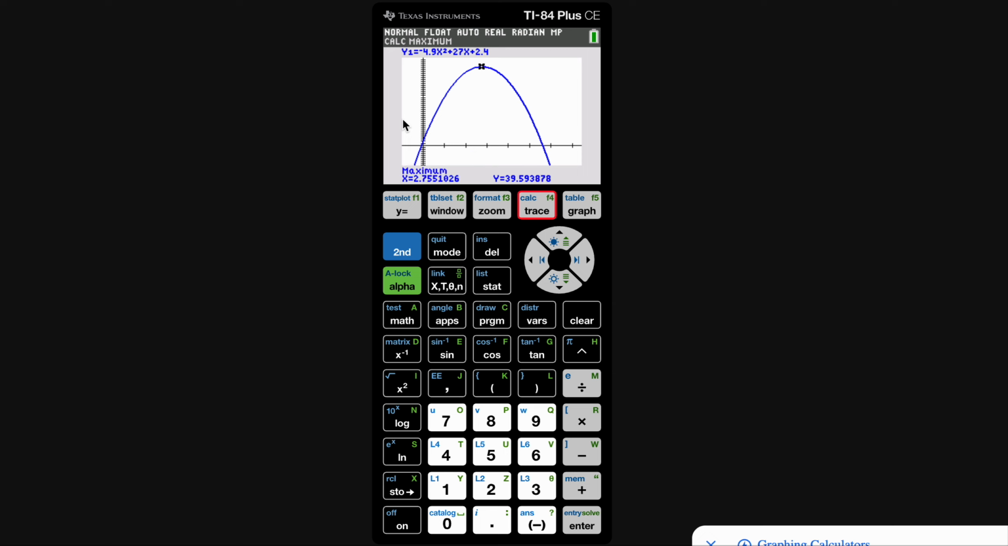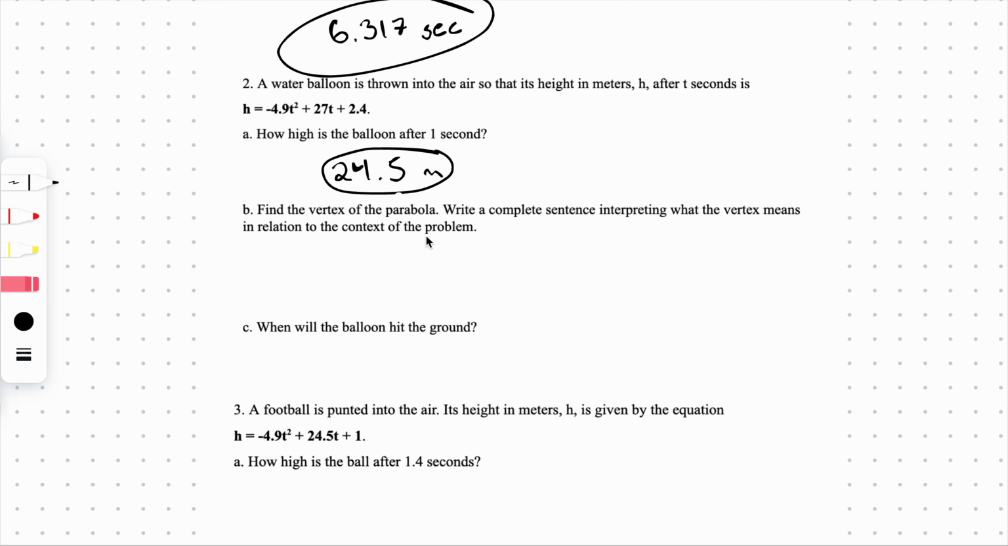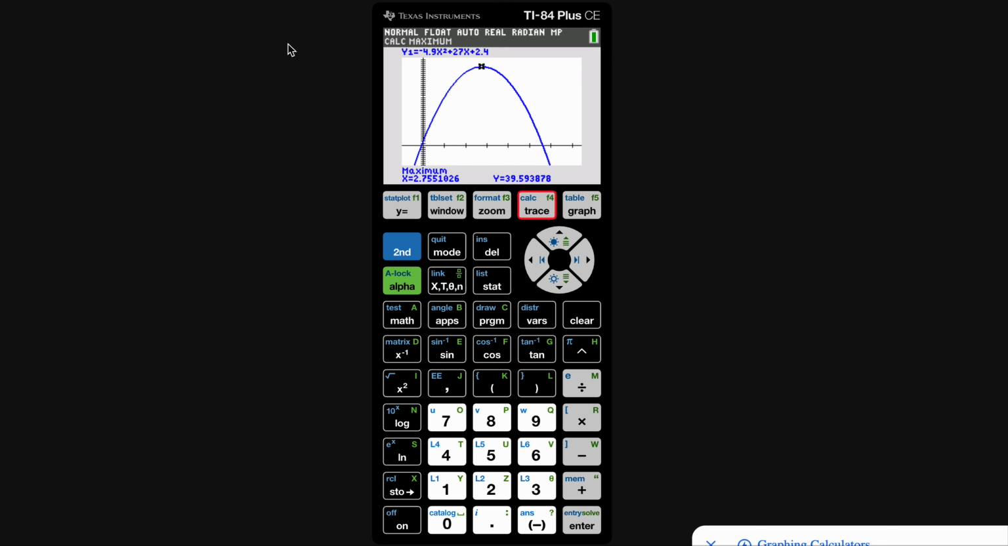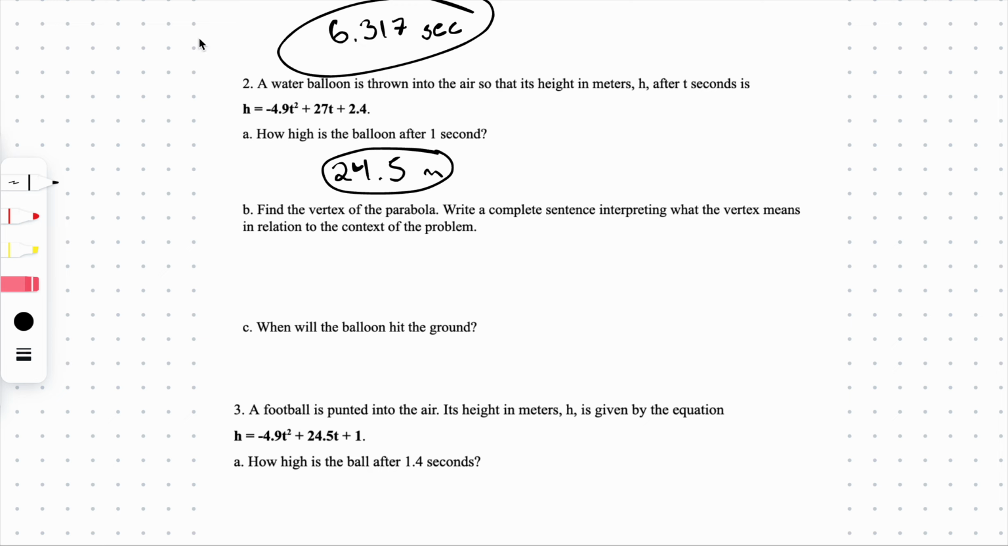And we get a maximum at 2.755 seconds, where we get a maximum height of 39.594. So that is going to be our vertex. Those are the coordinates. I'm not going to write that down.